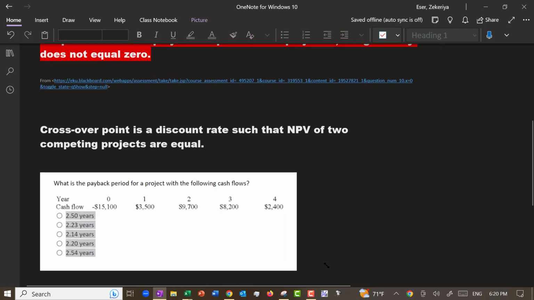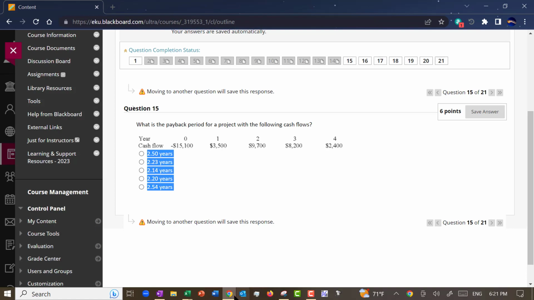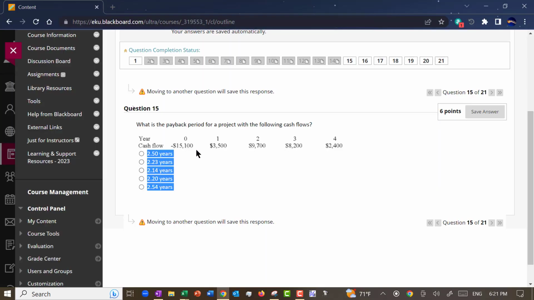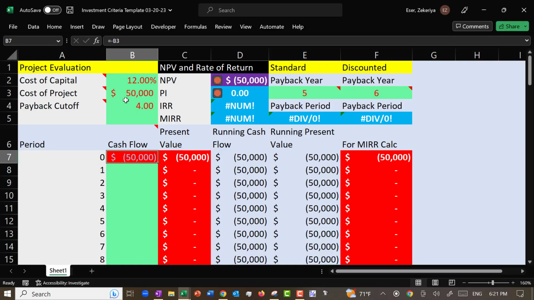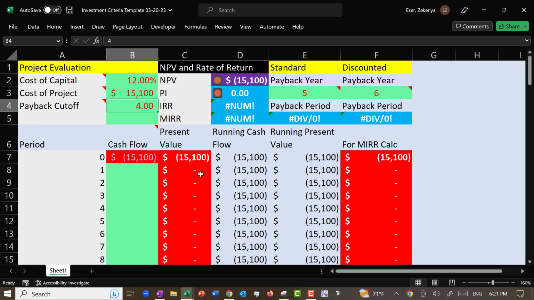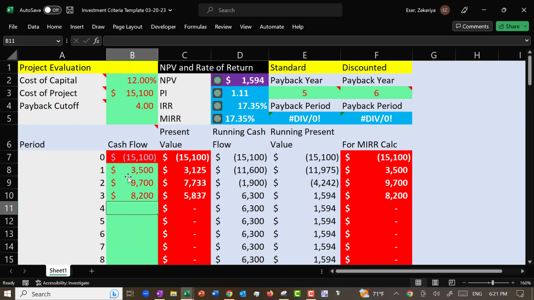What is the payback period of a project with the following cash flows? First, let's write the cash flows in. Initial cost 15.1, 35.97.82, and 2,400. Okay.